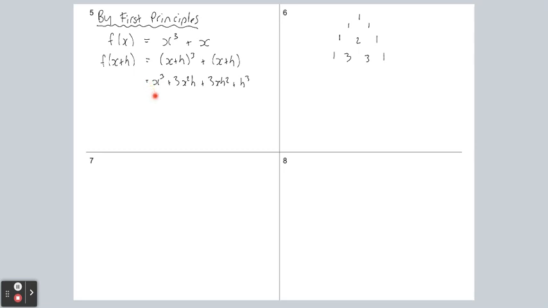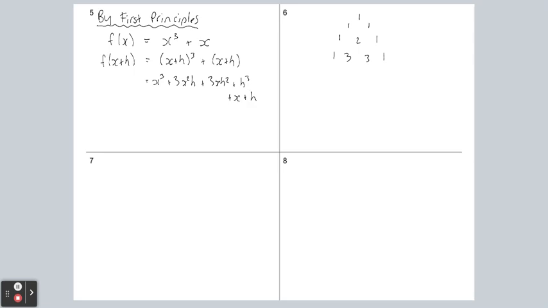So again, 1 is implied, 1, 3, 3, 1. Cubed, squared, 1, gone. Gone, 1, 2, 3. Okay, so that's a standard Pascal's triangle, plus x plus h.